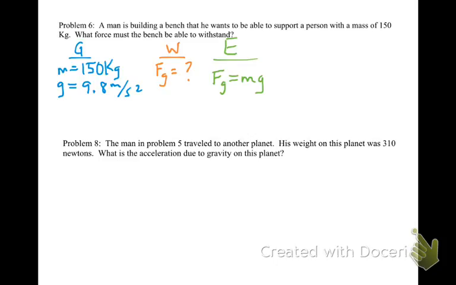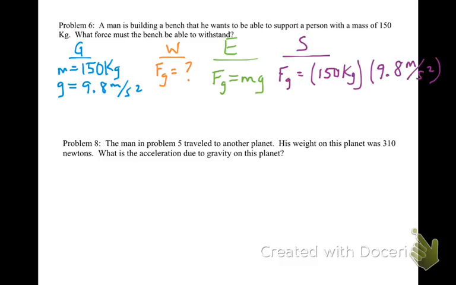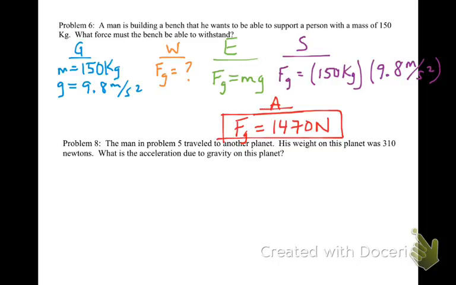Substitution. So let's substitute everything in. We've got 150 kilograms times 9.8 meters per second squared. And our final answer turns out to be Fg equals 1470 newtons. And that is our answer. Again, not too bad, not a terribly difficult equation, which is kind of nice.